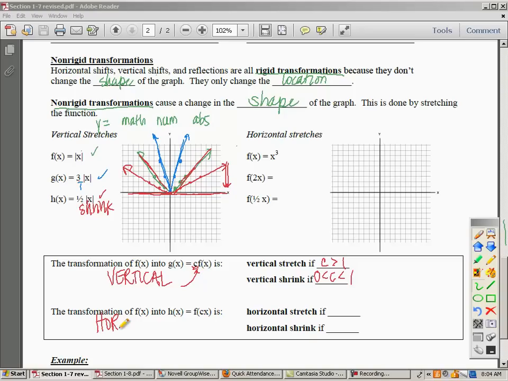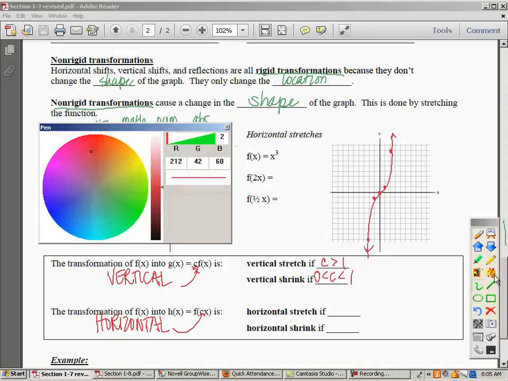Horizontal puts the value right next to the x. So you'll see the C is right there with the x. And so I'm going to show you that. I'm going to graph the normal x cubed graph. So 1 is 1, 2 is 8. So -1, -8. And you end up getting this curve.